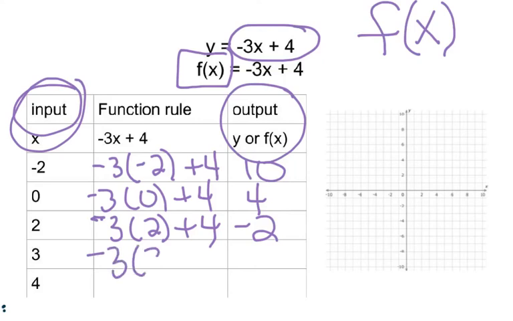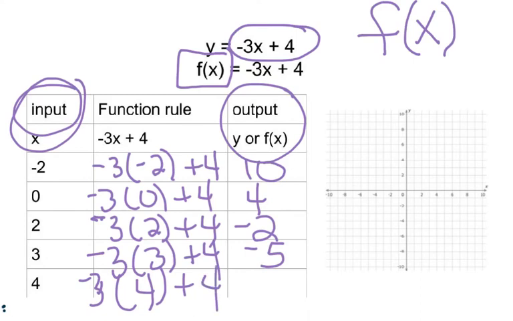Then I'm going to put the value 3 as my input. Using a calculator, -3 times 3 is -9, plus 4 is -5. Then we have a 4, so we're going to have -3 times 4 plus 4. That's -12 plus 4, or -8. Again, because this graph is so tiny, it's going to be hard for me to get these on here, but hopefully you can. So -2, 10.